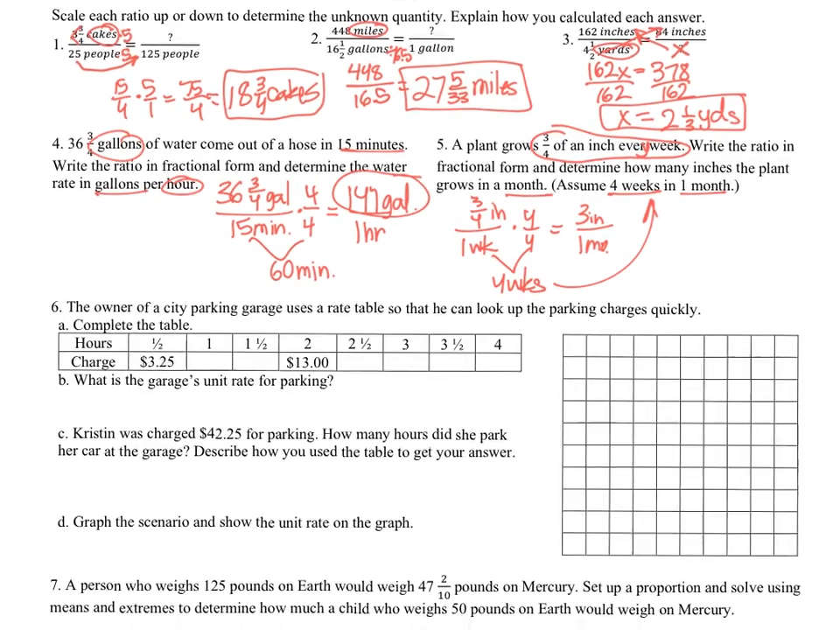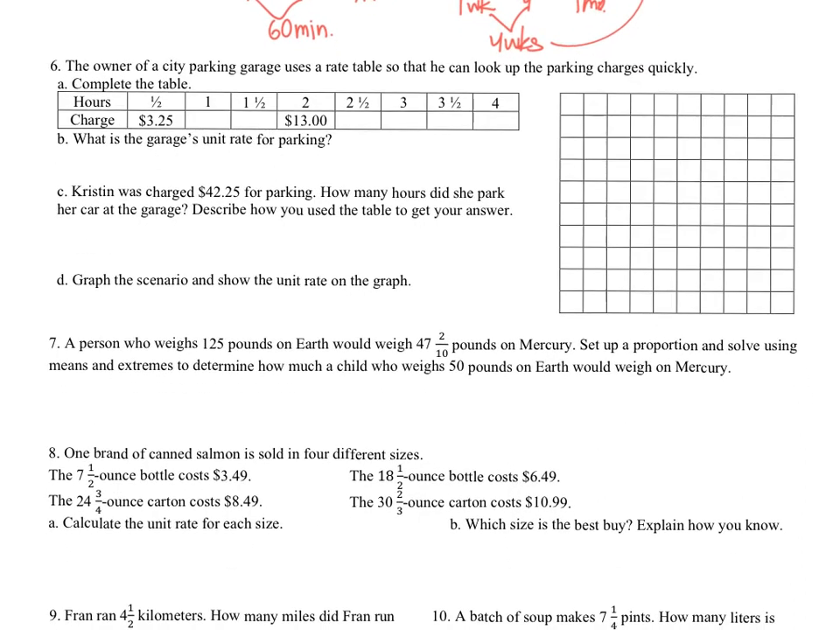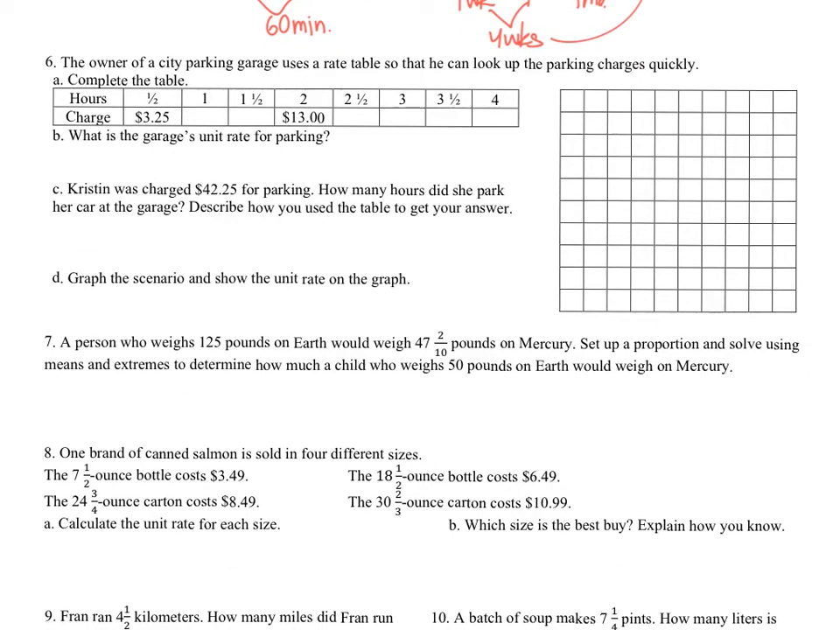All right, now on to a table and a graph. So the owner of a city parking garage uses a rate table so he can look things up quickly. So complete the table. Well, I want the unit rate. So right now we know how much a half an hour is, and if we double that, it'd be $6.50. We can see if we doubled $6.50, that would give us $13. So let's just fill in the rest of this table, adding $3.25 per half hour.